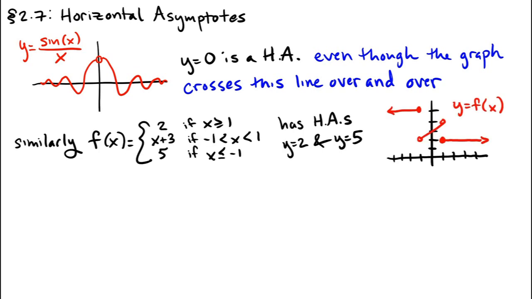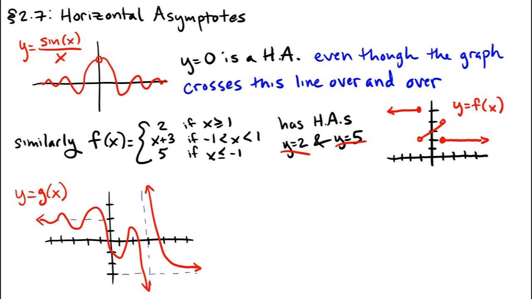Even if a function is identically equal to a constant, like say this piecewise function, which equals 2 after a point, and equals 5 before some point, we still have that the limit of this function as x goes to infinity is 2, so y equals 2 is a horizontal asymptote, and the limit as x goes to minus infinity is 5, so y equals 5 is a horizontal asymptote.